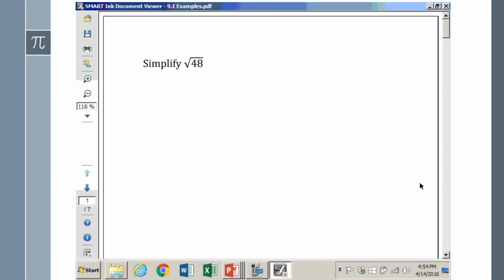So first thing we're going to do is factor 48 into a product of primes. So the square root of 2 times the square root of 24, which is the square root of 2 times the square root of 12, which is the square root of 2 times the square root of 6, which is the square root of 2 times the square root of 3.